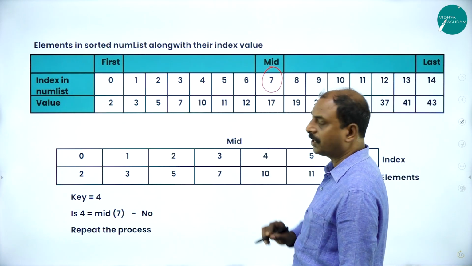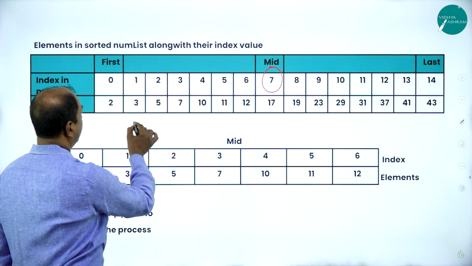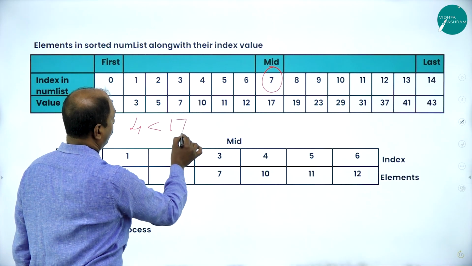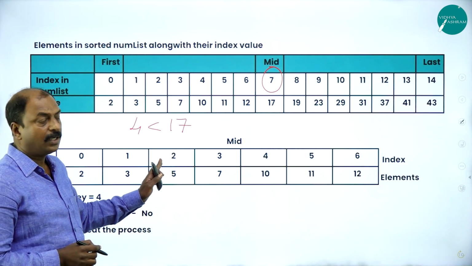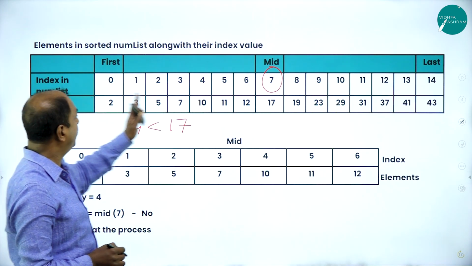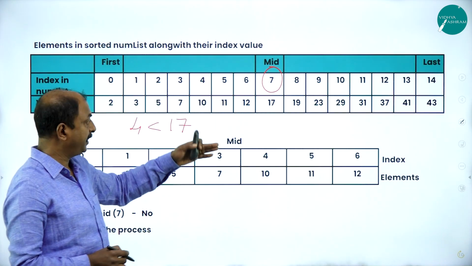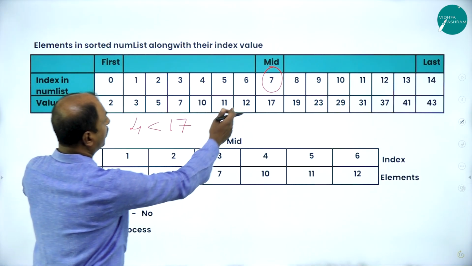These two are not equal, and 4 is less than 17. If 4 is less than 17, we have to compare the elements from the left side of the middle element. So in this case, from 0 to the index here. In the next example, this is not equal from this part of it.